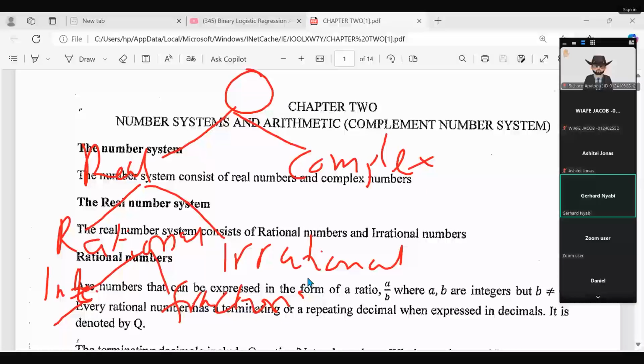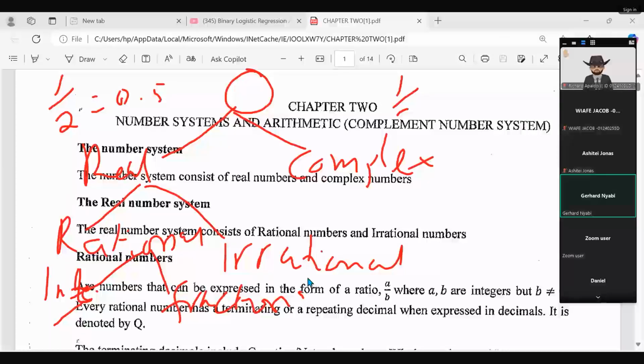Then when you come to fractions, we are looking at a terminating fraction. When we say a fraction is terminating, let's say you punch it on your calculator, it has a finite number of decimal points. For example, 1/2 will give you 0.5. 0.5 ends. It doesn't go beyond that. Is that okay? So this is a terminating fraction.